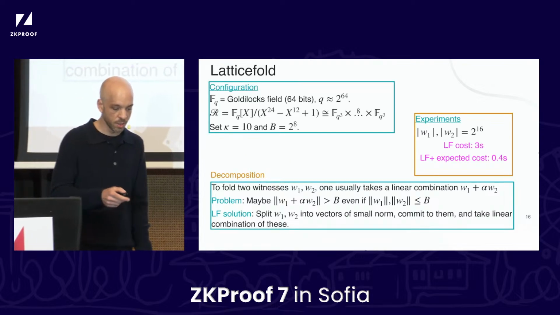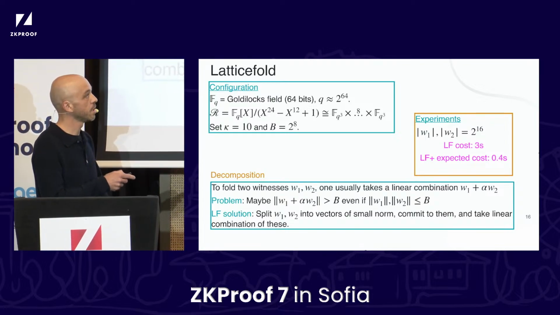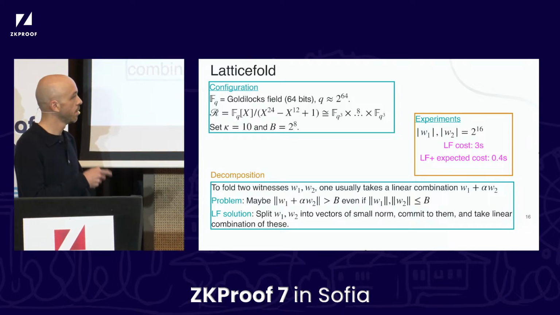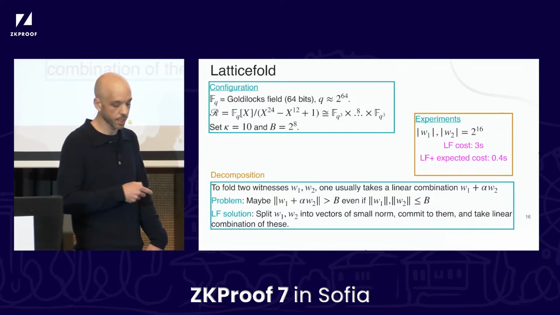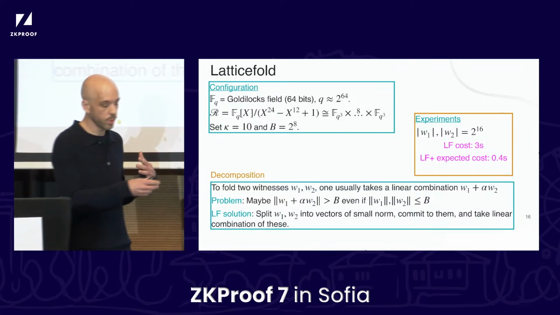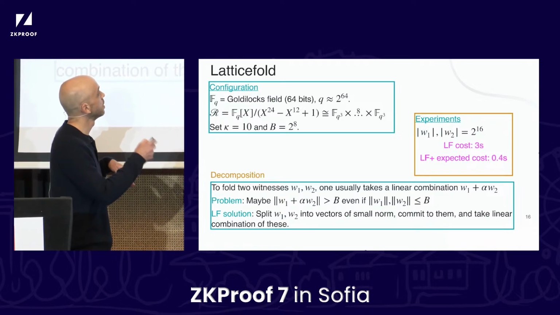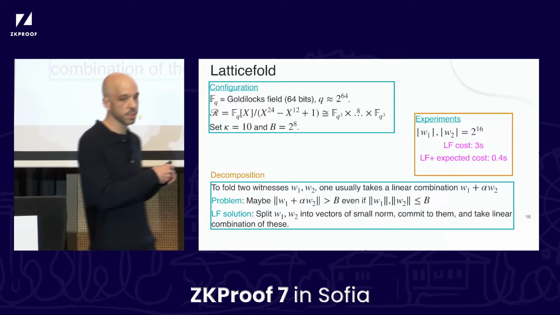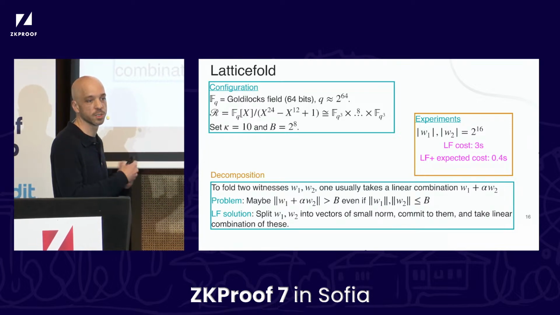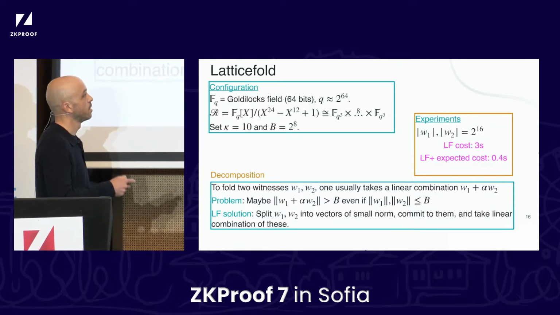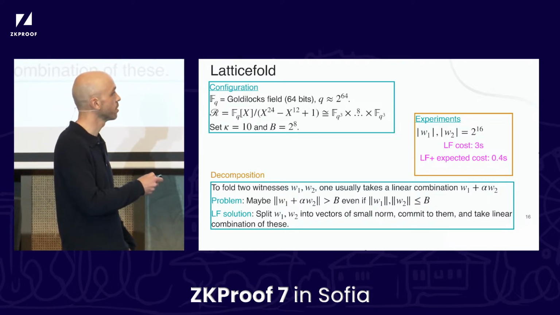So again, in the same configuration as I said before, and taking witnesses of size 2 to the 16, the decomposition cost in LatticeFold in our benchmarks is 3 seconds. This comes from the fact that you have to split the witnesses into many chunks. In this setting specifically, each witness is split into 8 chunks. So in total, there's 16 chunks, and in this step, you have to commit to 16 vectors. And this commitment cost adds up to 3 seconds.